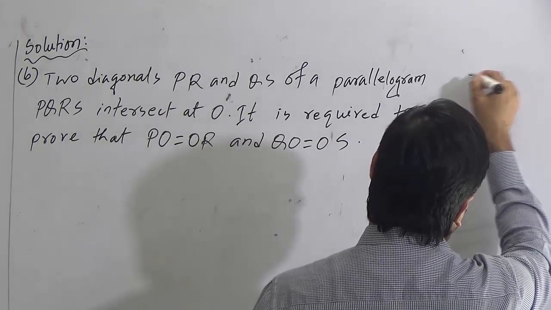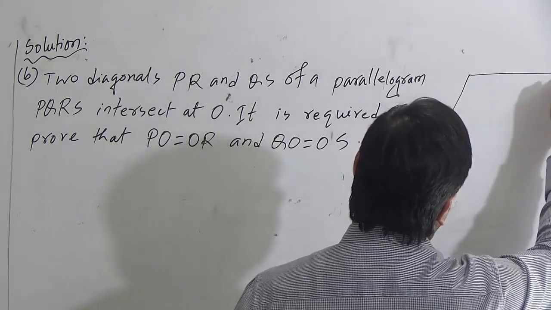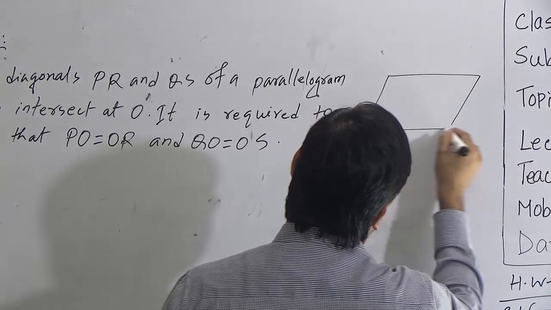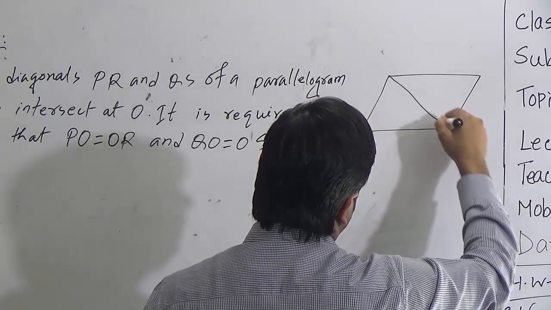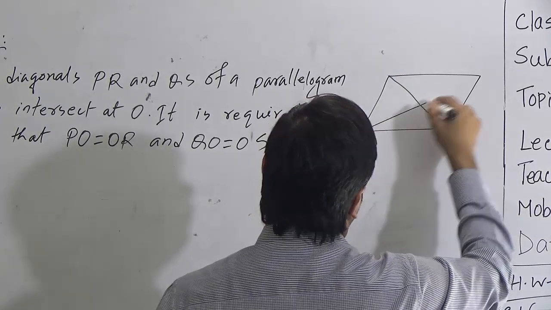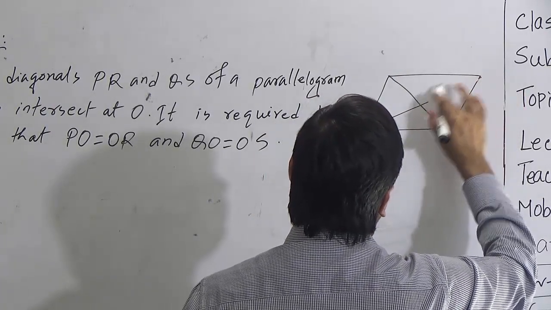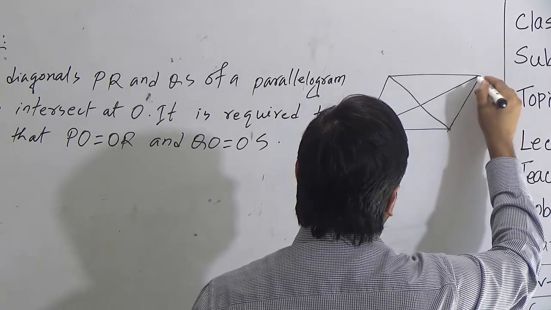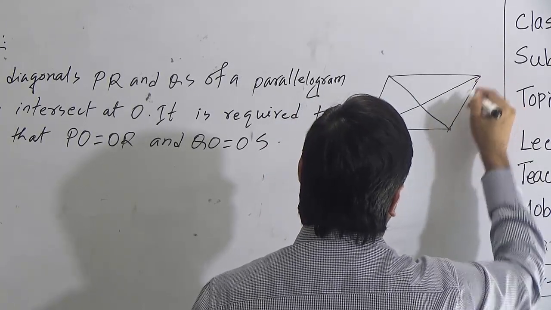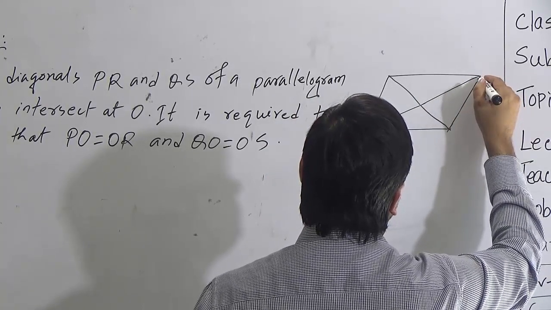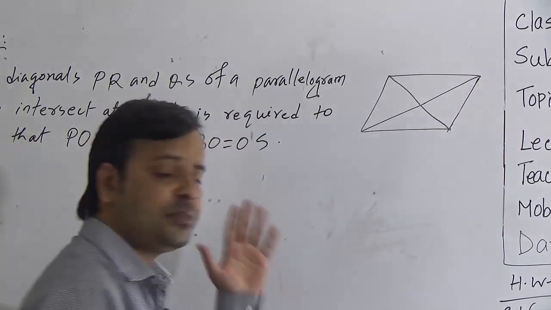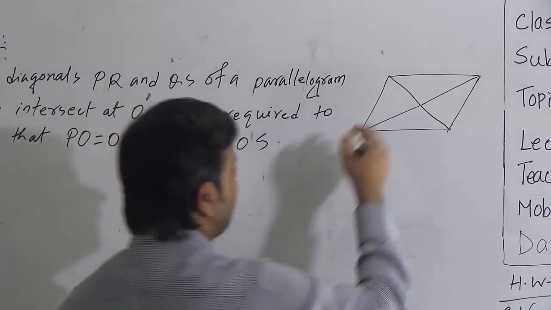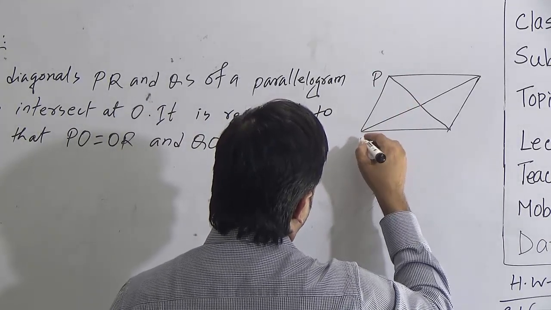As the figure is given, we will draw the given figure here. Students, you need to remember that if you don't draw the figure, for the proof you will get 0 marks. To answer question B and C, the figure may be given in the question or not, but you have to draw. If you don't draw the figure, the mark will be 0.